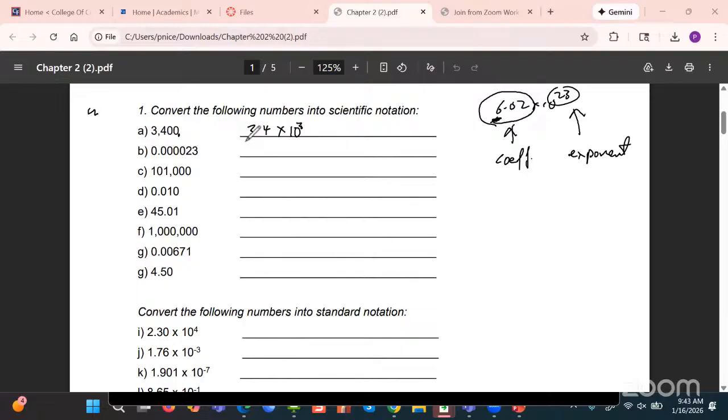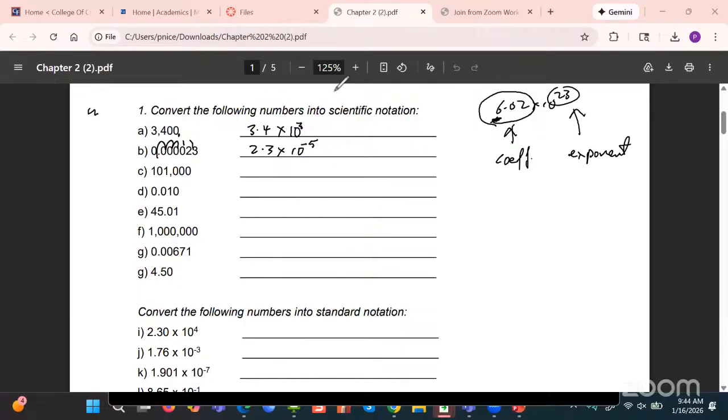Now, for the next one, firstly, any questions about the first one we just looked at? Okay. For the next one, things are a bit different because in order to get the correct coefficient, we'd have to move the decimal point 1, 2, 3, 4, 5 places. We know the coefficient is going to be 2.3 multiplied by 10 to the, in this case, because we move the decimal point 5 places to the right, the exponent will be negative 5.